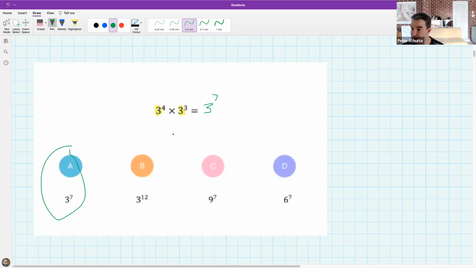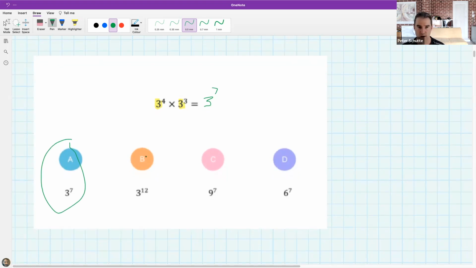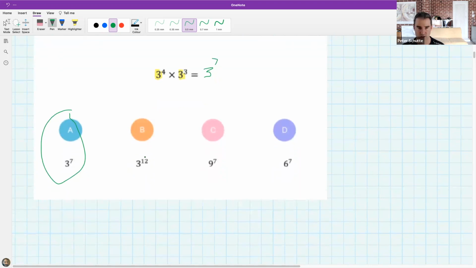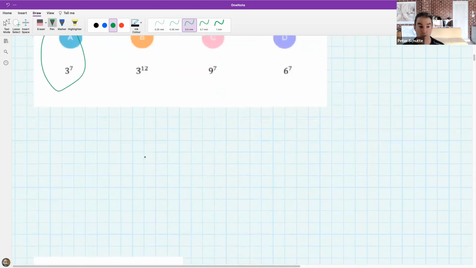Good job, guys. If I'm going too fast or unsure, let me know. But really, this is the first important law from exponents. You have to know it. I'm sure many of you do, but just to make sure you know how it works. And let's go on to the next question then. Well, sorry, the third question.